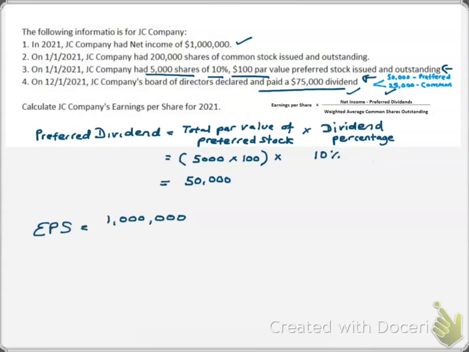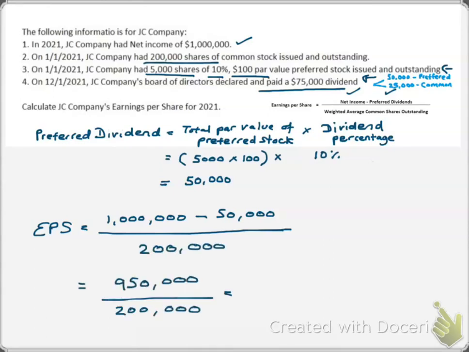Now we have all the information we need to calculate earnings per share. So earnings per share is equal to the 1 million net income minus the $50,000 preferred dividend divided by the number of common stock outstanding. Again, this is the number of shares of common stock outstanding. So item 2 tells us the number of shares outstanding is 200,000. So we divide this by 200,000. We get 950,000 divided by 200,000, giving us an earnings per share of $4.75.